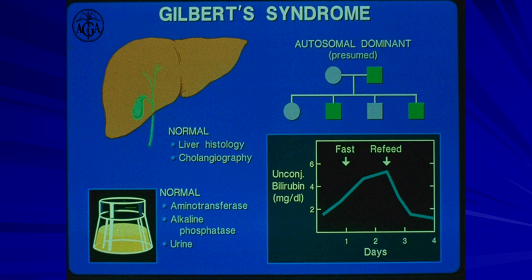Gilbert's syndrome is autosomal dominant. As I said, it is characterized by episodic jaundice with a serum bilirubin going up to 4, 5, or 6 milligrams per deciliter. Everything else related to the liver is completely normal, and the prognosis is excellent and normal. The pathophysiology seems to be impaired entry of unconjugated bilirubin across the sinusoidal membrane of the hepatocyte, and a mild impairment of conjugation inside the hepatocyte.